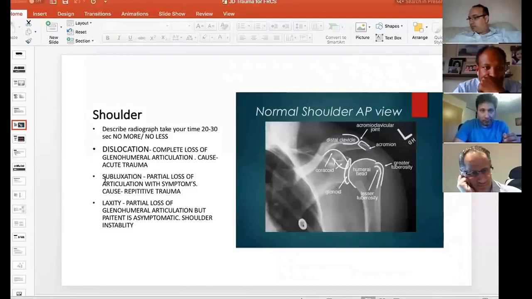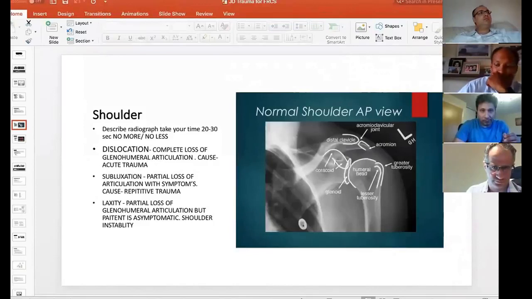So the second dislocation that comes, I hope it works now, is a shoulder dislocation. Again, in shoulder dislocation, please take your time, 20-30 seconds, to describe the shoulder. That will give you time to formulate an answer as well when you're looking at the shoulder x-rays. And these are the key things you need to know, as it says on the normal shoulder PA view.